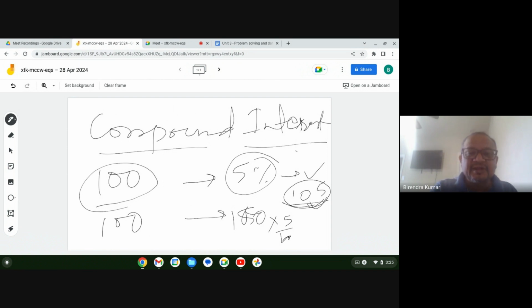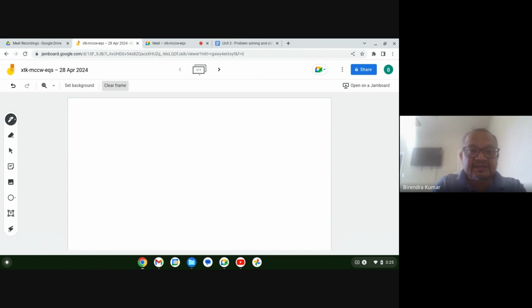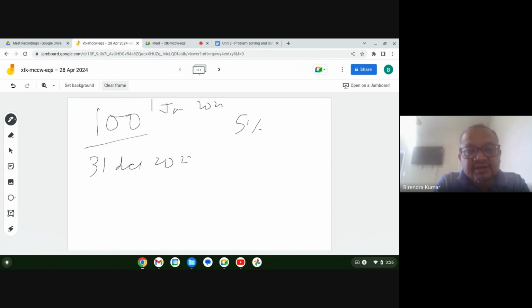Here, it's simple interest. They just look at what you have deposited, and there's a fixed interest percentage that they will give you every year. With compound interest, your interest starts earning interest. Let's say I had $100, deposited on 1st January 2023, and the bank said I'll give you 5% compound interest, meaning on 31st December 2023, they gave me 5% interest.